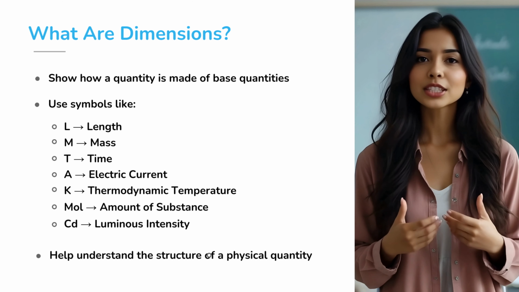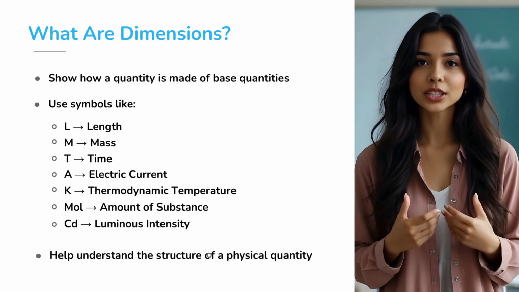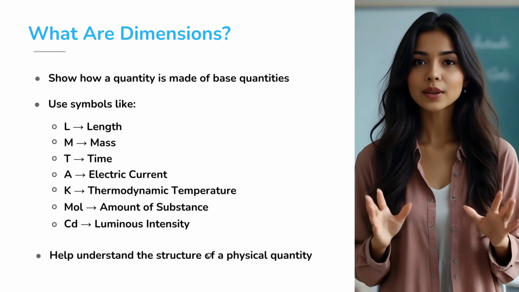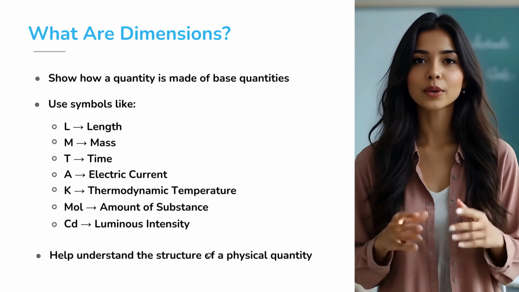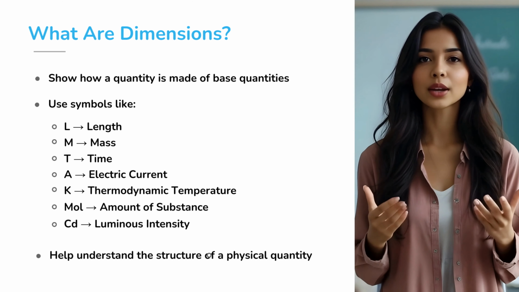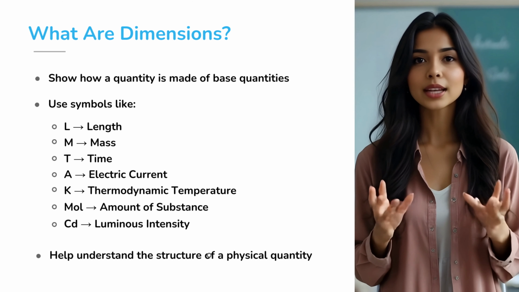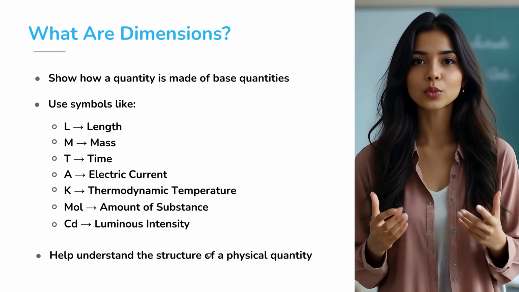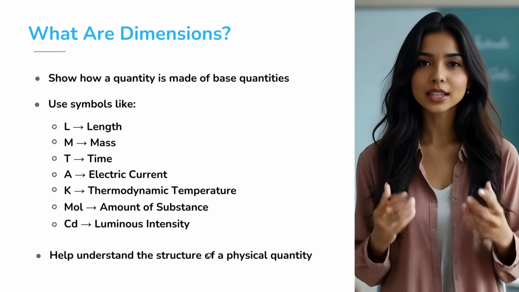We represent the 7 fundamental quantities using these symbols: length, L; mass, M; time, T; electric current, A; thermodynamic temperature, K; amount of substance, mole; luminous intensity, CD. In dimensional expressions, we only write the quantities that are involved. So if a quantity depends only on mass, length, and time, we use just M, L, and T.